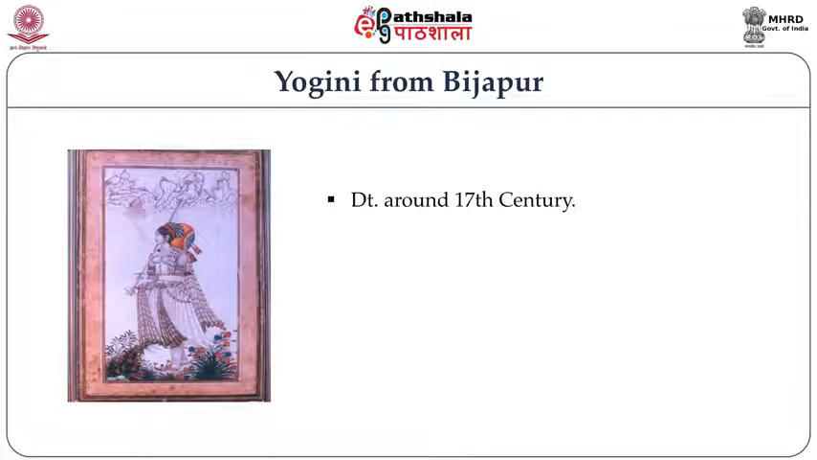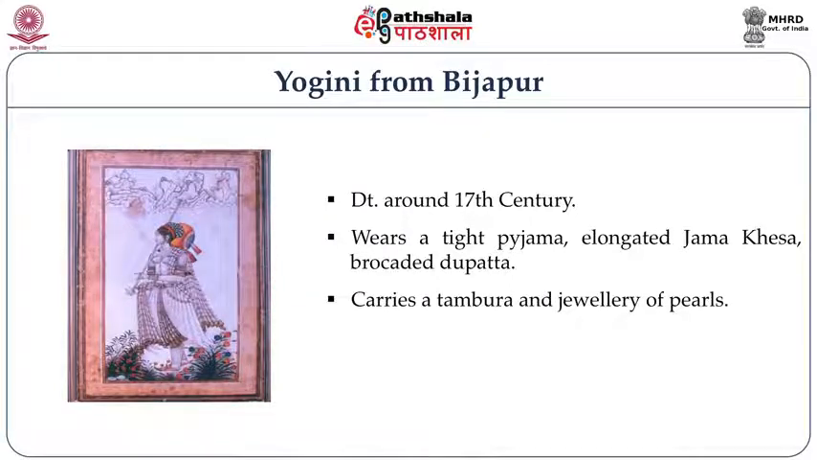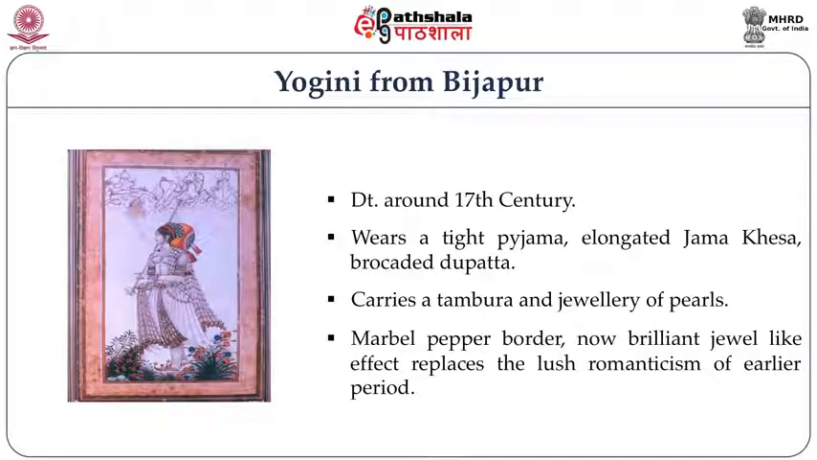There is another interesting painting of a yogini around the 17th century from the Deccan. She's wearing tight pajama. She has these elongated jamakhes, a brocaded dupatta. She carries a tambura. There are lots of pearls which she is wearing. And there is a marble pepper border. And the whole brilliant jewel-like effect is replacing the lush romanticism of the earlier period in this painting.